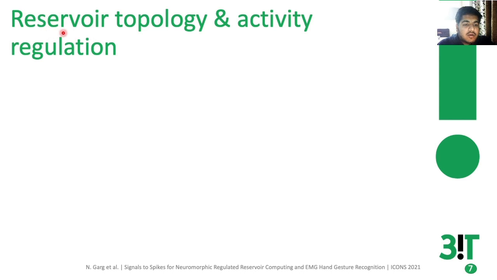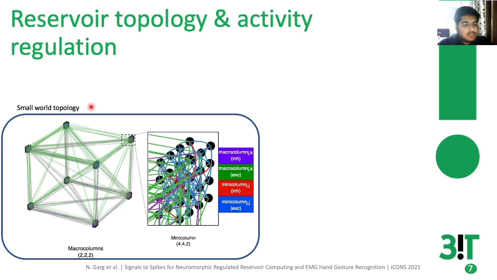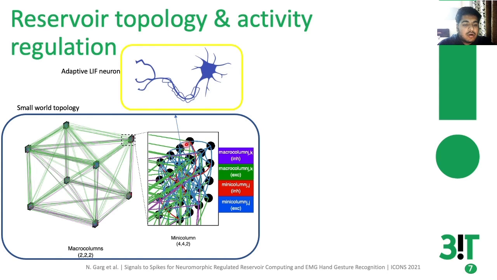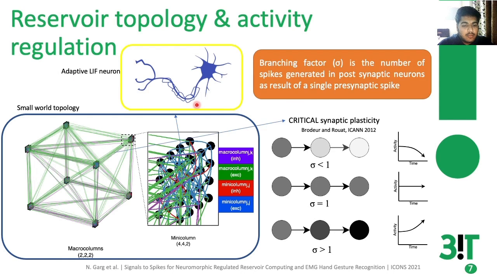We then talk about the reservoir topology and activity regulation algorithm. The spiking neurons are organized as a small world topology composed of macro columns and mini columns. Excitatory and inhibitory connections across macro columns and mini columns are depicted in respective colors. Each neuron is modeled as an adaptive leaky integrate and fire neuron. The activity regulation is done with the help of the critical synaptic plasticity algorithm.